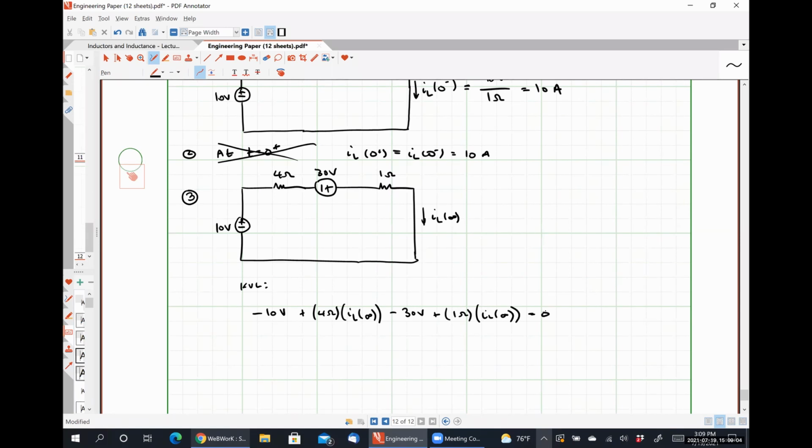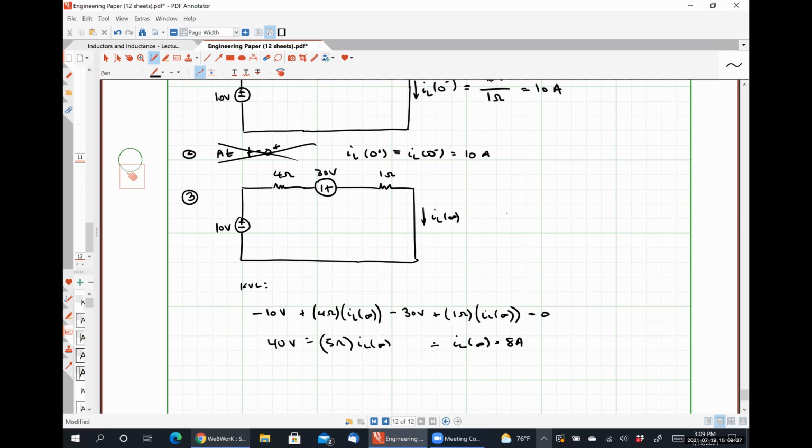Let me see what's going on here in chat. Can't we combine the... so there are no current sources, but you're absolutely correct. Another way to do this would be to combine the voltage sources and then combine the resistors and use Ohm's law. So when we do KVL like this, we're going to see that 40 volts is equal to 5 ohms times IL at infinity, giving us IL at infinity is equal to 8 amps.